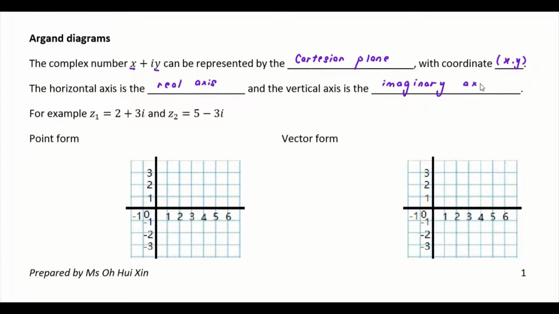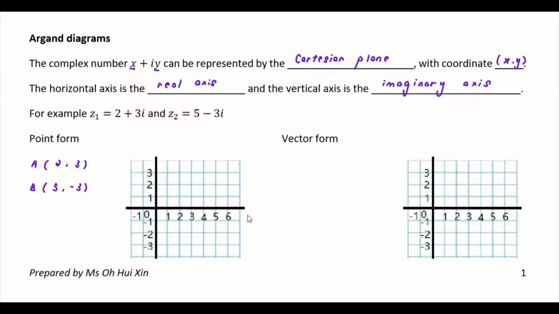For example, let's say we have these two complex numbers. There are two ways that we can plot them, and the first one is by using a point form. We let A be the point that represents Z1. What is the coordinate that we have? The real part comes first, so it is (2, 3). If B represents Z2, then I have another point, which is (5, negative 3).